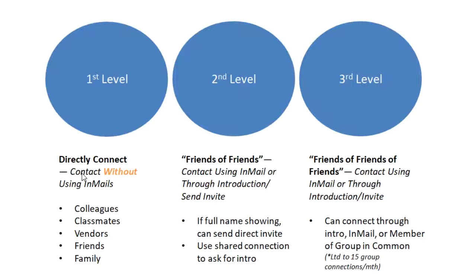Second level connections are obviously friends of friends. So if you and I, for example, were connected on LinkedIn, then anyone who is in your network would be considered second level to me, because you and I would be connected. Therefore you would be my first level, and whoever you're connected with would then be a second level connection for me. I hope that makes sense.